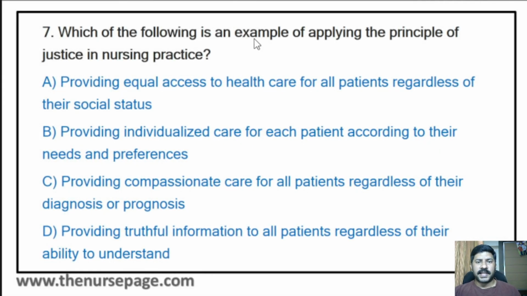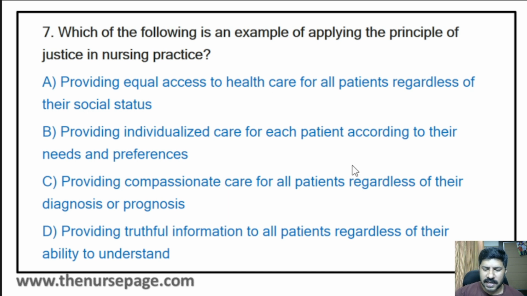Then which of the following is an example of applying the principle of justice in nursing practice? So this is another ethical principle, justice. I explained in the previous question, so you can answer here easily. Providing equal access to healthcare for all patients regardless of their social status; providing individualized care for each patient according to their needs and preferences; providing compassionate care for all patients regardless of their diagnosis or prognosis; providing truthful information to all patients regardless of their ability to understand.